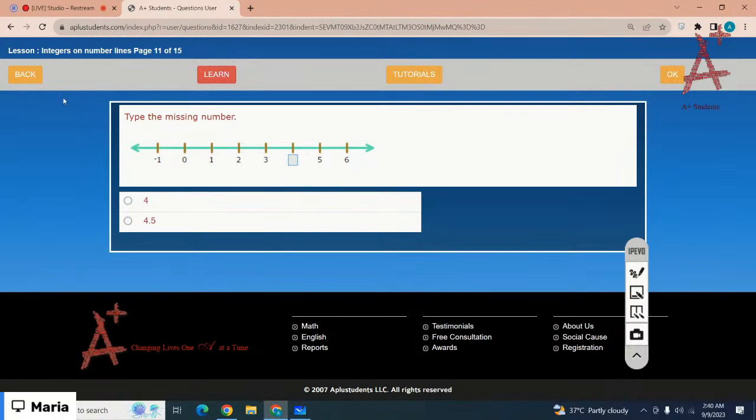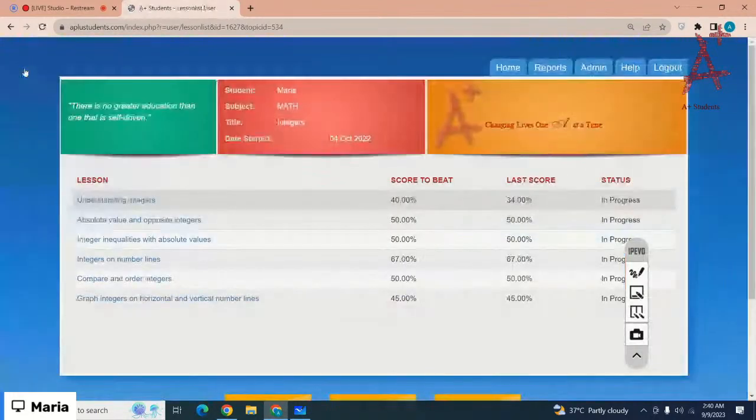Okay, you can complete the lesson by yourself later today. So, we were working on grade 7 math. The chapter we're working on is integers. The lessons we have covered today are understanding integers, absolute value and opposite values, integer inequalities with absolute value, and integers on number lines. So that's it. You have to complete the practice questions for all the lessons we did today. That's your homework for today, right?